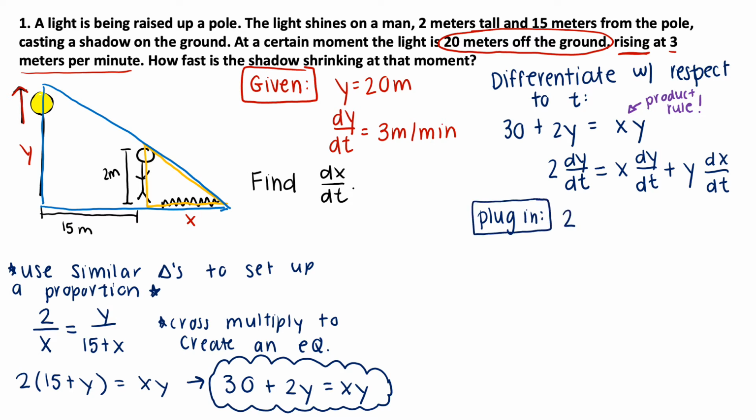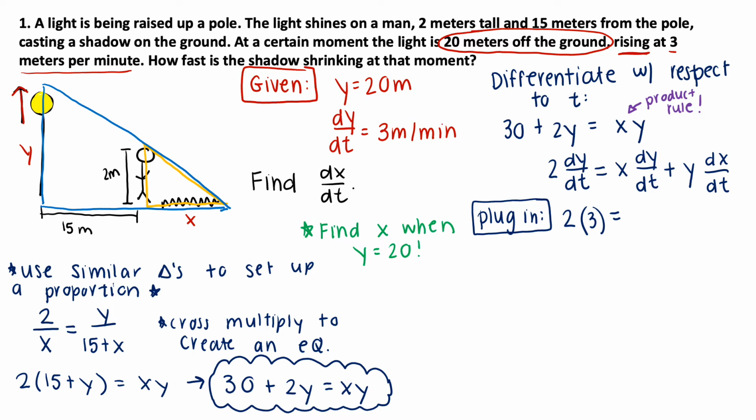So I'm leaving my 2. dy dt was 3 meters per minute. I'm just going to leave out my units for now. Now we have to plug in an x, and I don't know x yet. So on the side here, we need to find x when y equals 20. So we can set up that same proportion that we set up earlier.